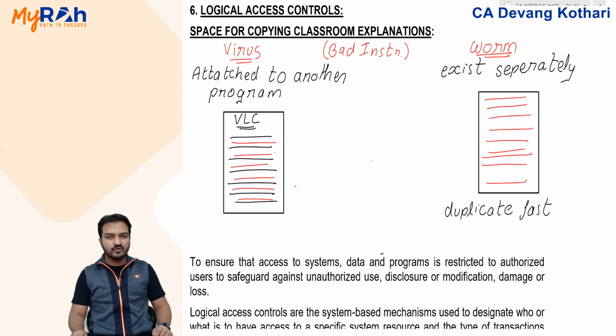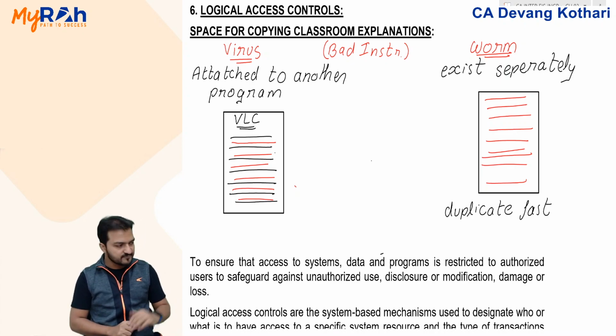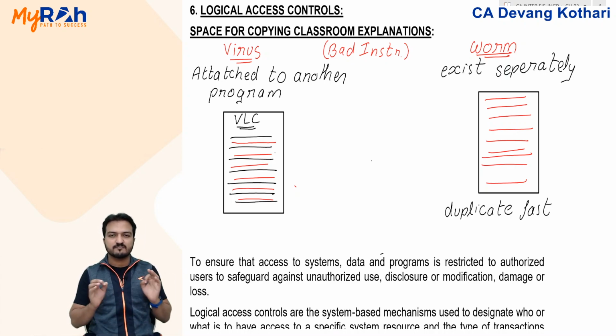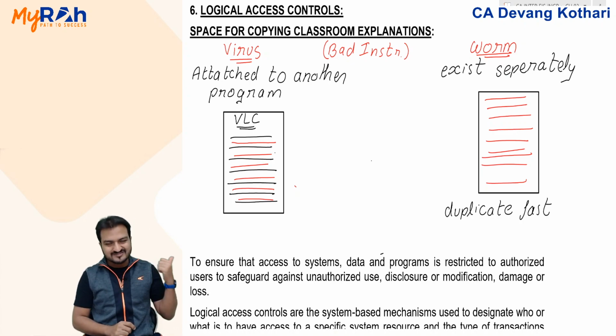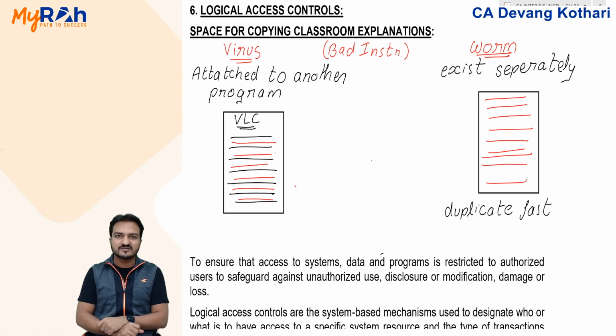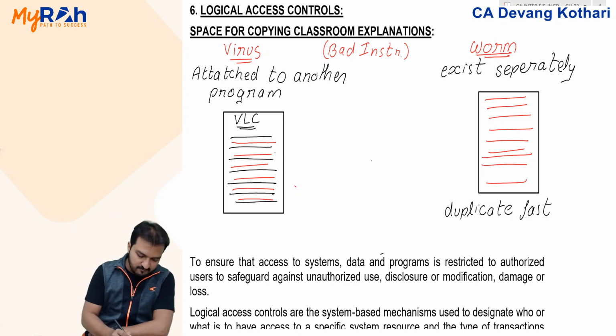So going further, the next set of controls is logical access controls. These controls form the most part of the controls topic of this chapter. Out of all the controls, I would consider this the most important set of controls. Now, under logical access controls, first we learned some difference between virus and worm.